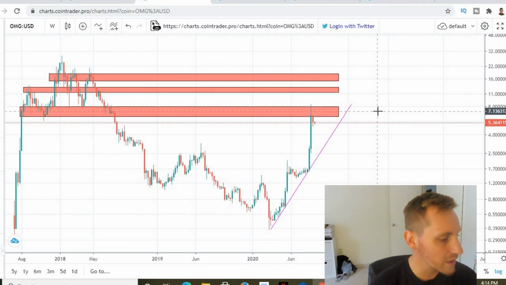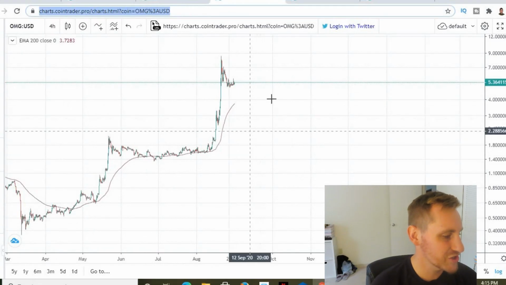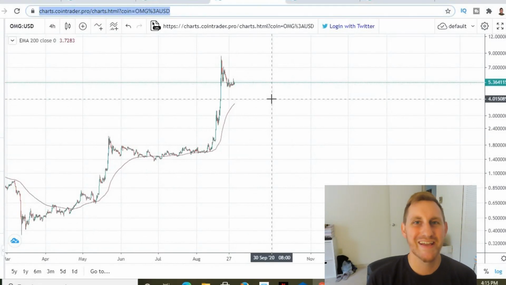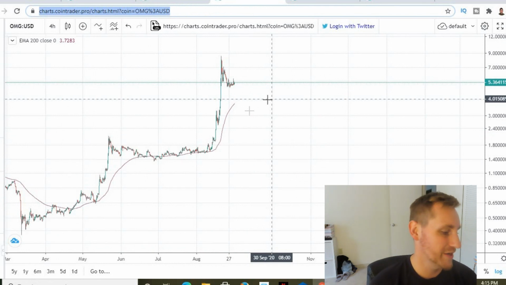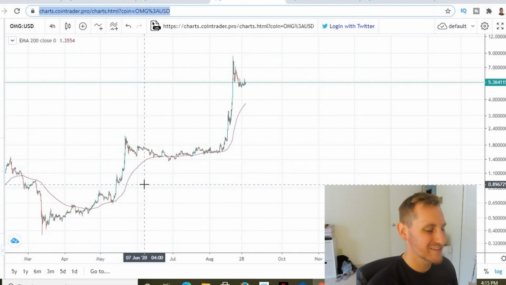So I want to jump into the third chart I want to look at for OMG today, and that's the 200 EMA on the 4-hour chart. So as you guys can see, on an uptrend, we tend to like to come back down and retest the 200 EMA after a big pump, right?